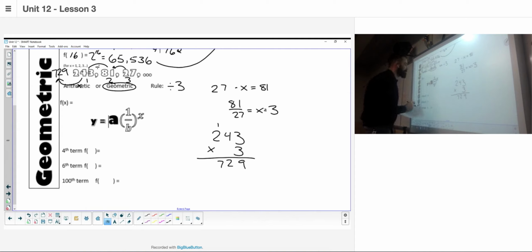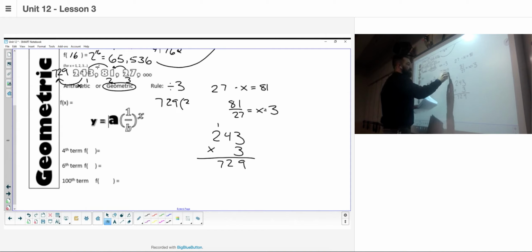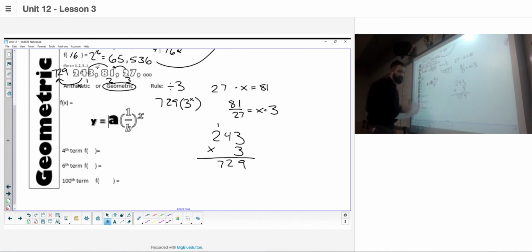Okay? So going back to this, we're not going to write term 0, 729, times my rule to the x power. That doesn't work. Okay? Because we're not multiplying by 3, we're dividing by 3. So we're not going to do this. What we're going to do is change that into a fraction and make it 1 over b. So our f of x becomes term 0, 729, times 1 over b, and our b, which is our rule, 1 over 3, to the x power. Looks a little confusing. Let's try it out.